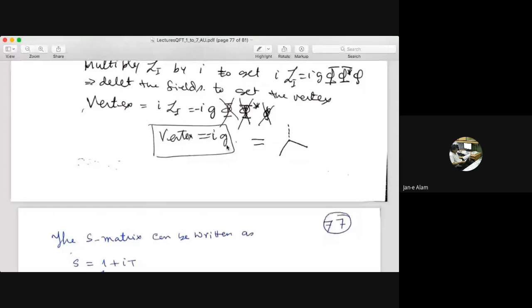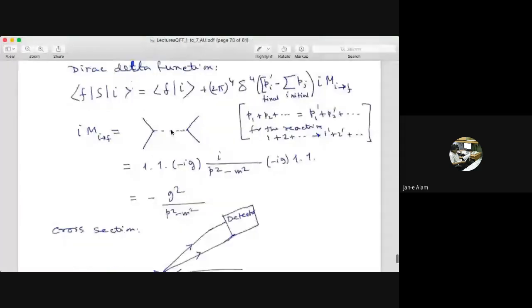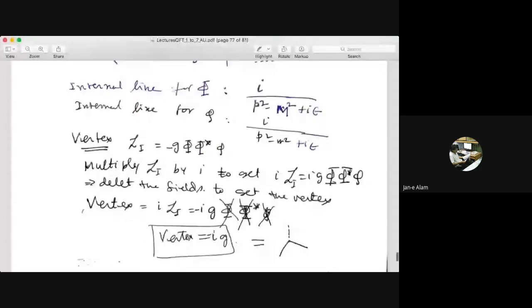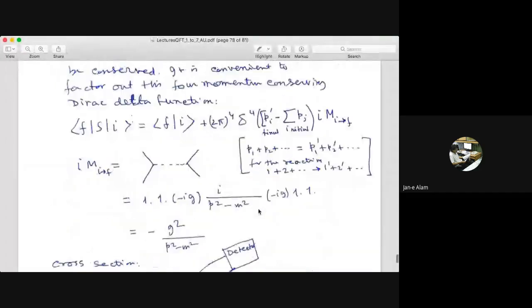Now the particle is propagating, and for the propagating particle, the internal line, the propagator magnitude is i by p square minus m square, which I derived also. So we have 1, minus i g, then the propagator i by p square minus m square, then I meet another vertex, so another minus i g, and then again 1. So this is my value of this amplitude iM.